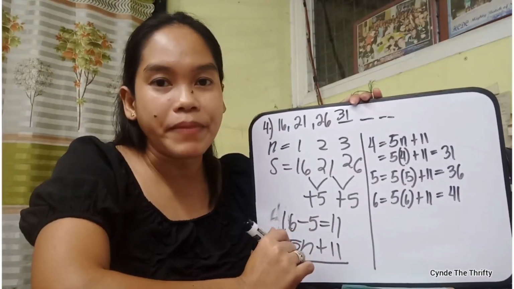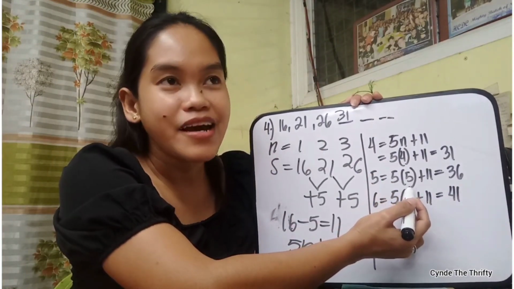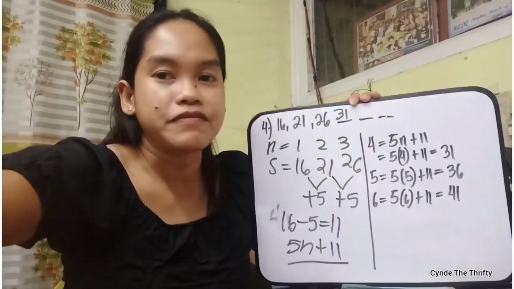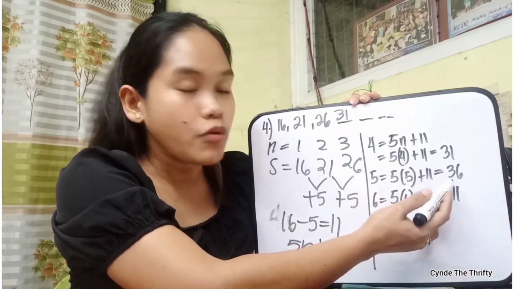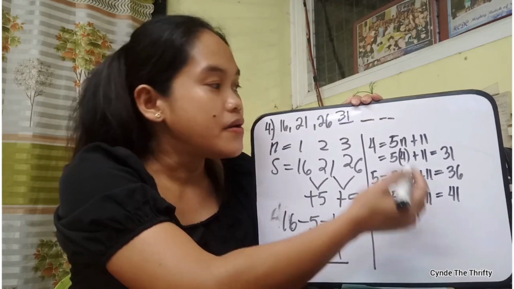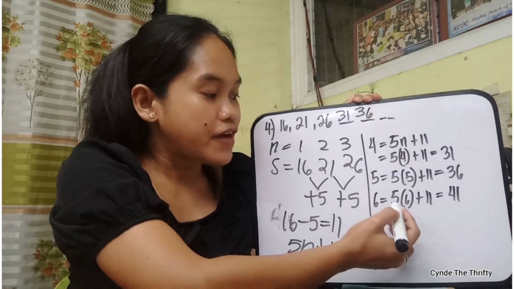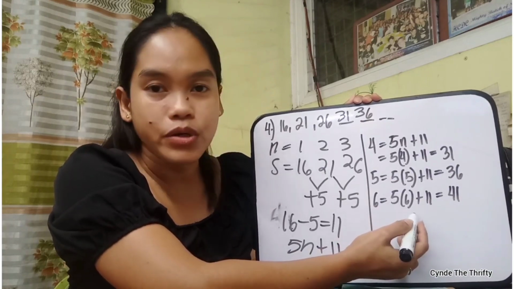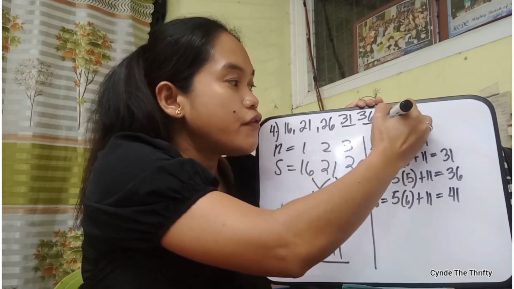Now, si fifth term naman. So, fifth term, 5. Ano yung n na hinahanap natin? 5. So, ibig sabihin si n is i-replace natin ng 5. So, 5 times 5 is equal to 25 plus 11 is equal to 36. So, ibig sabihin ang fifth term natin is 36. Now, si sixth term naman, 5 times 6 is equal to 30 plus 11 is equal to 41. So, ibig sabihin, ang sixth term natin is 41.